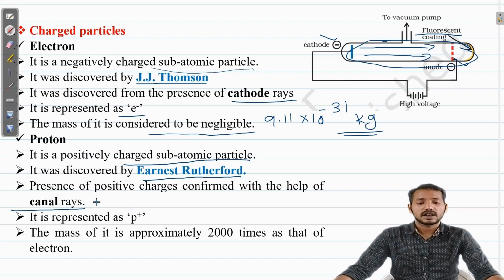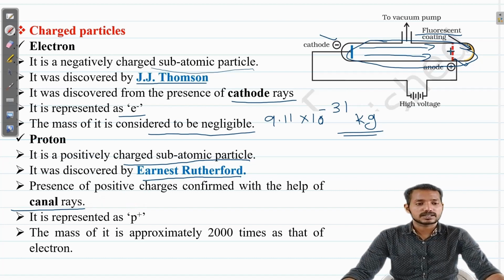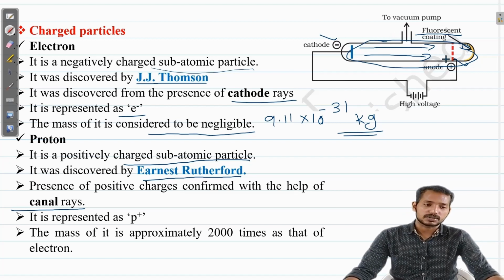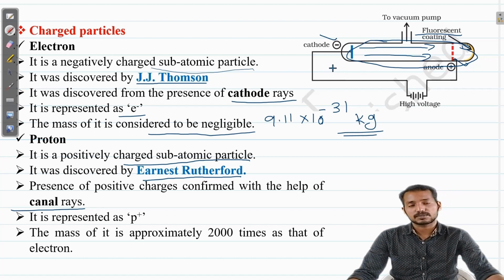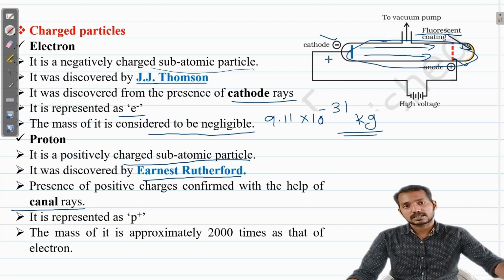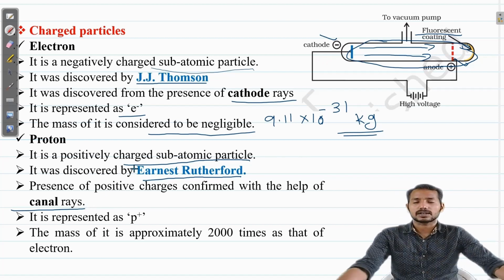Canal rays means anode rays. Some modifications were done on the cathode ray tube, and the scientists observed that some rays moved from the anode to the cathode. Such rays are called anode rays or canal rays. That is also not part of our syllabus.